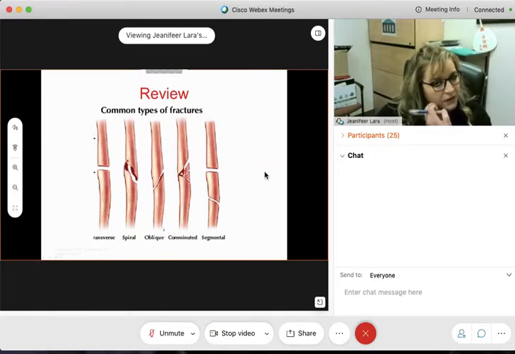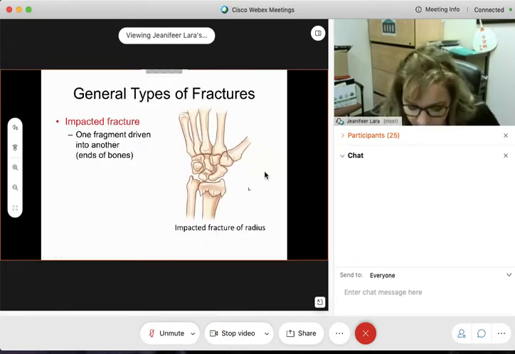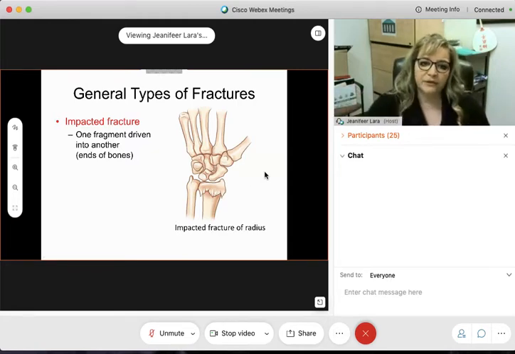Okay? So this is another image that you have in your PowerPoint. You can go through it and just kind of review the different shapes, the different looks of the fracture, and they make sense, right? Segmental, comminuted, oblique, spiral, and transverse. So that's just the alignment of the fracture itself.